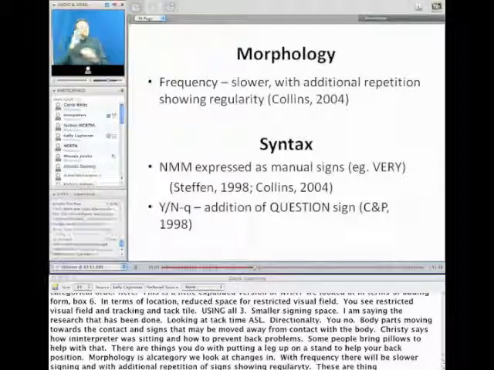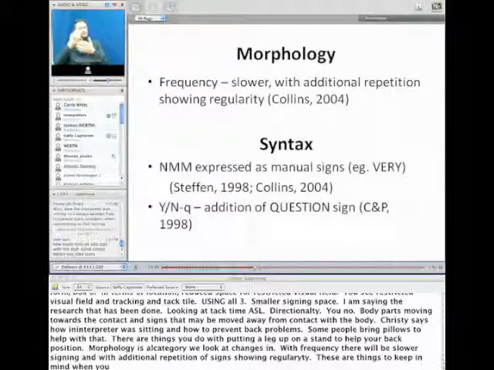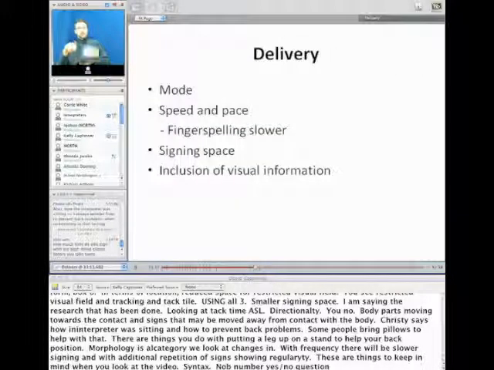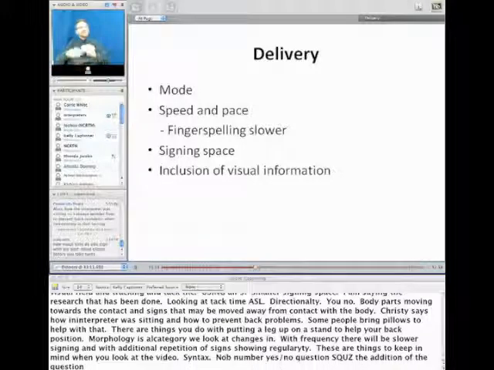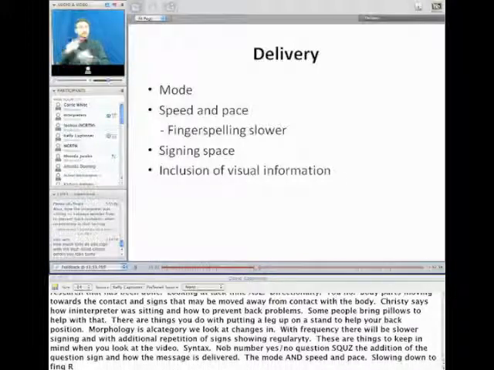In terms of syntax, non-manual markers expressed as manual signs, yes-no questions, and the addition of the question sign, and then how the message is delivered, the mode, the speed and pace, slowing down a finger spelling, signing space, and the inclusion of visual information.